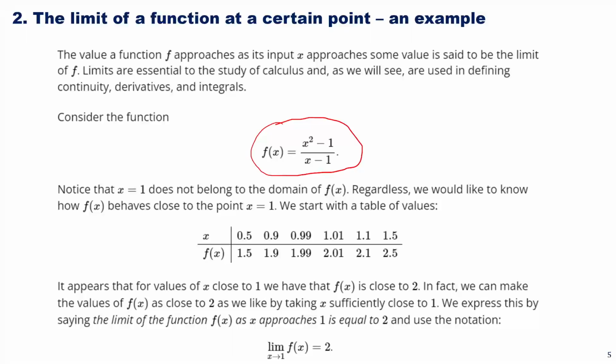It appears that for values of x close to 1, we have that f(x) is close to 2. In fact, we can make the values of f(x) as close to 2 as we like by taking x sufficiently close to 1. We express this by saying the limit of function f(x) as x approaches 1 is equal to 2, and use the notation below to illustrate this concept. So this means the limit of the function f(x) as x approaches 1 is 2.